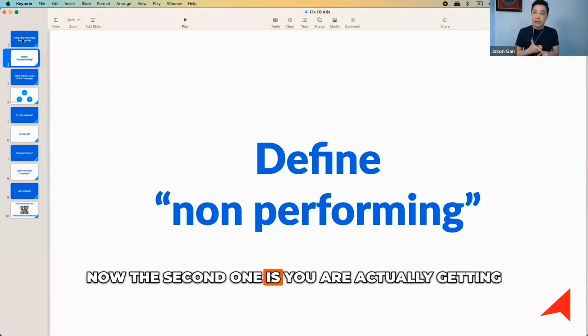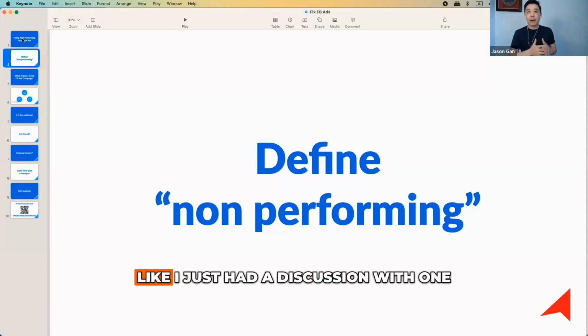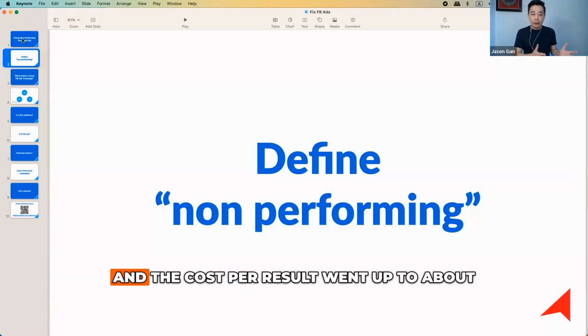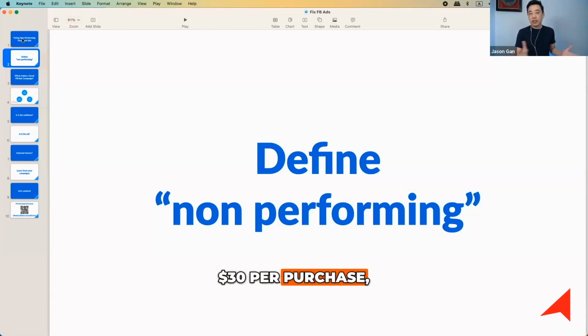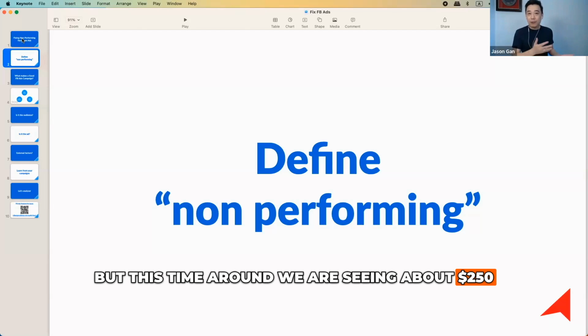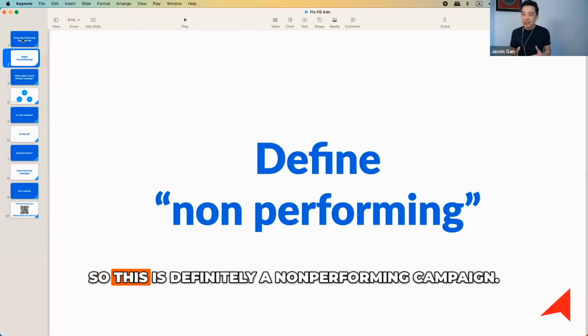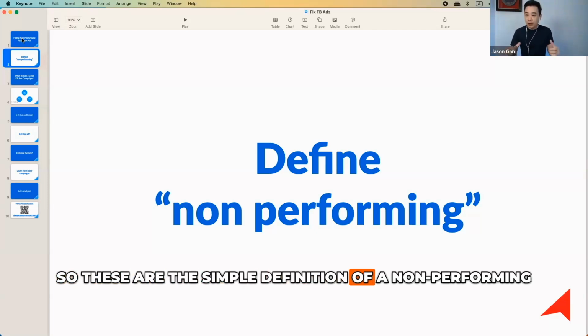Now, the second one is you are actually getting some results, but the cost is ridiculously high. Like I just had a discussion with one of my clients, who launched a campaign in Australia 2 days ago, and the cost per result went up. Usually we are getting about $20 to $30 per purchase, but this time around, we're seeing about $250 per purchase, which is, of course, ridiculous. So this is definitely a non-performing campaign. These are the simple definitions of a non-performing campaign.